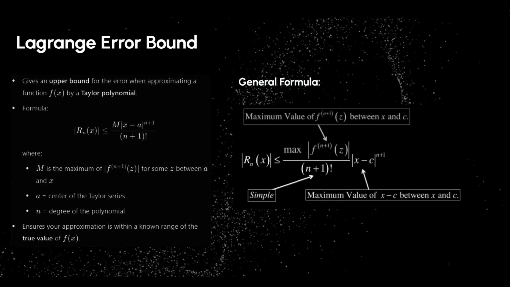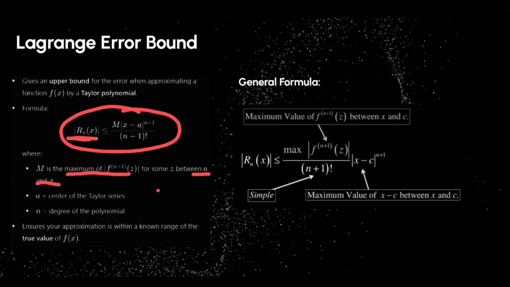Basically it will give you the upper bound of an error when you approximate f of x using a Taylor polynomial, and the formula is basically this. This is going to be your error, and it's going to be less than or equal to M, which is the maximum value of that function in the domain from a to x. You'll see this later when we do the example problem. And then x minus a is going to be your bounds, raised to the power of n plus 1, all over n plus 1 factorial.